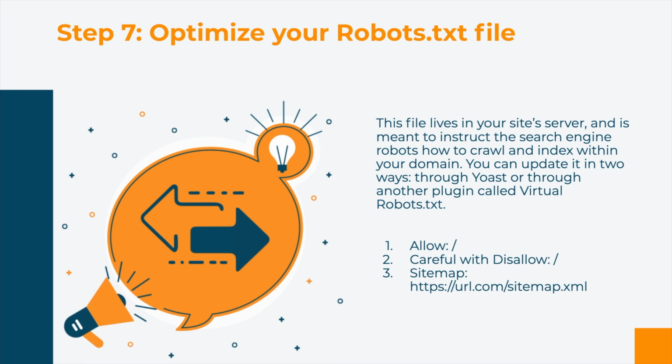Step 7, optimize your robots.txt file. This file lives in your site server and is meant to instruct the search engine robots how to crawl and index within your domain. You can update it in 2 ways, through Yoast or through another plugin called Virtual Robots.txt. Some things to take note of: this is very simple to do. A lot of the time, WordPress sites have these bad default files. They just need to be configured.